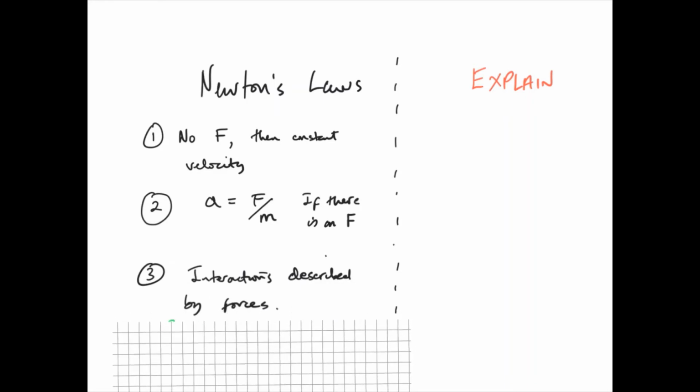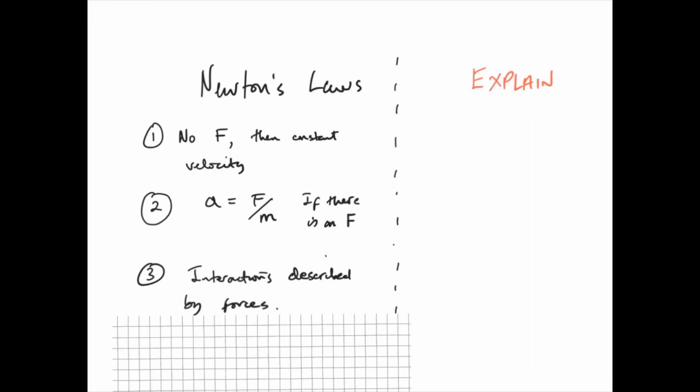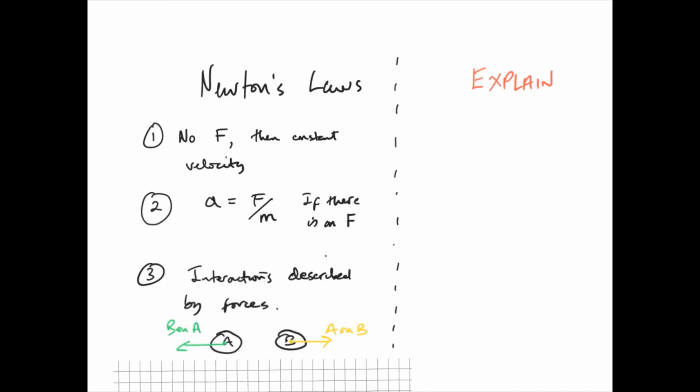Then finally, perhaps the most tricky one is the third law, and it's saying that we can describe interactions in physics by forces. So for example, if we think about two bodies interacting, and notice I haven't put them touching, they could be, but in this case, A is interacting with B, and what the law says is that the interaction of A on B, represented by this yellow arrow, is the same size as the interaction of B on A. It's the same size, but in exactly the opposite direction.